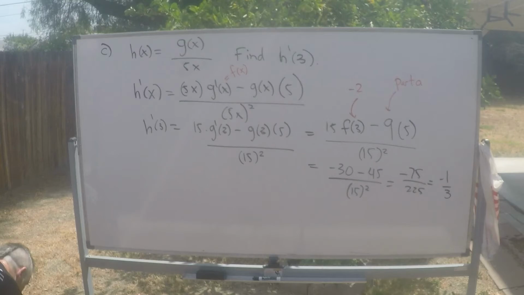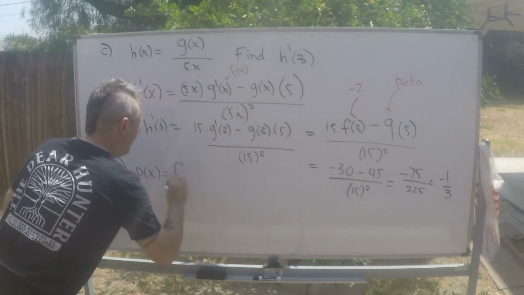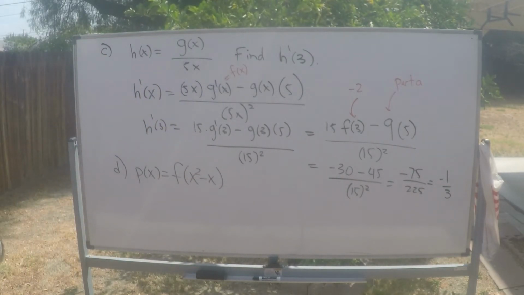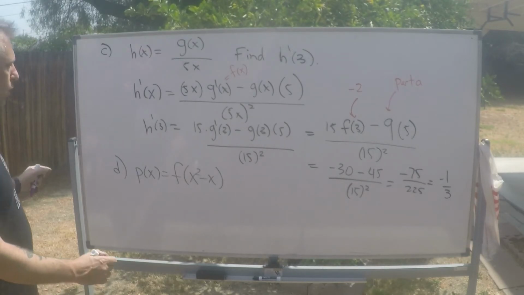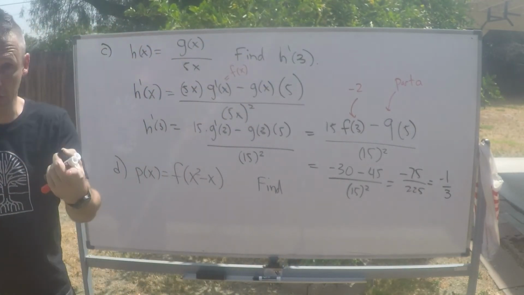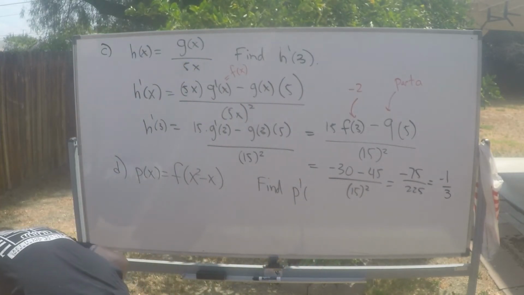Part D does something similar. So part D, we defined a new function, p of x, which is f of x squared minus x. And we're asked to find the slope of the tangent line to p at -1. So we want to find the slope of the tangent line to p, that's the derivative of p. So we want p prime of -1.